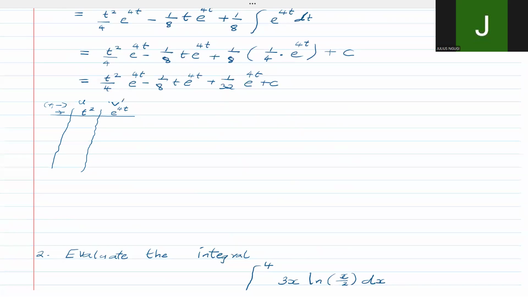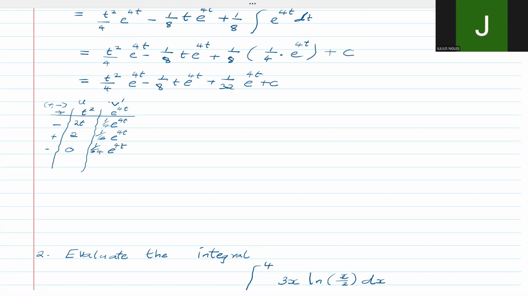So the sign keeps on alternating. So we have a minus, and this one, keep on finding the derivative of u to get u prime. That's 2t, and this one becomes the integral 1 over 4 exponential power 4t. Derivative, the sign here becomes plus, the derivative becomes 2, and this one becomes 1 over 16 exponential power 4t. The sign becomes negative, the derivative becomes 0, the integral here becomes 1 over 64 exponential power 4t. So you stop there when u becomes 0.